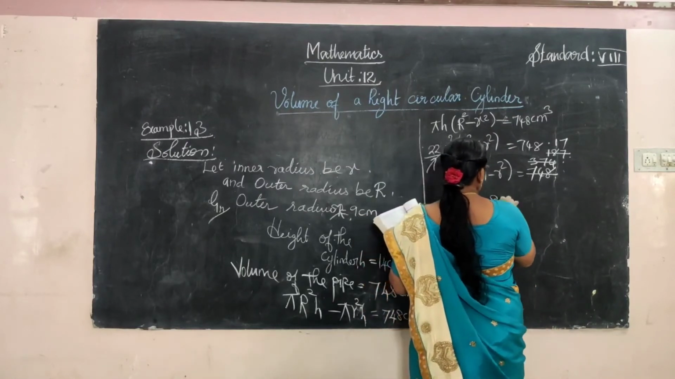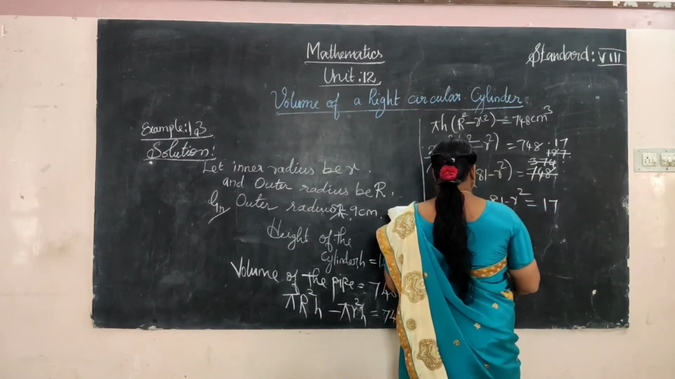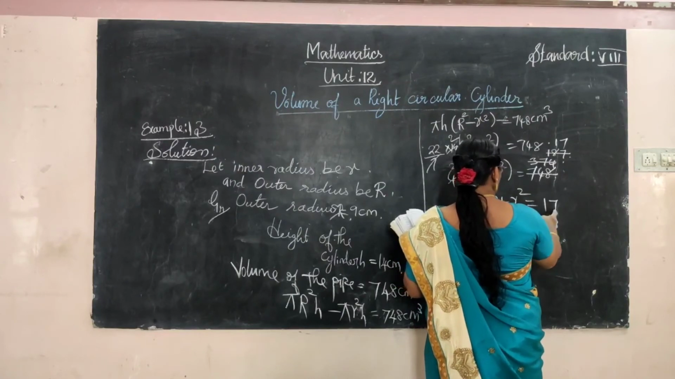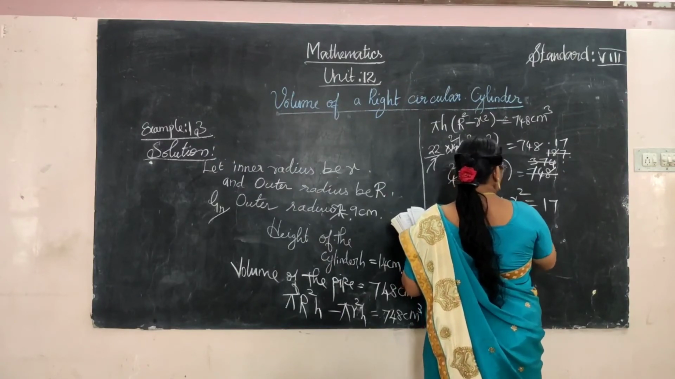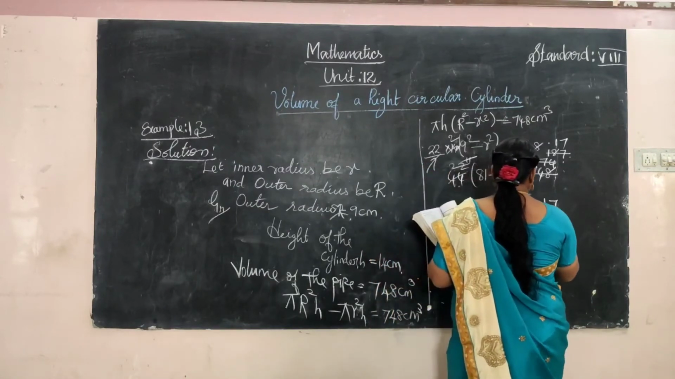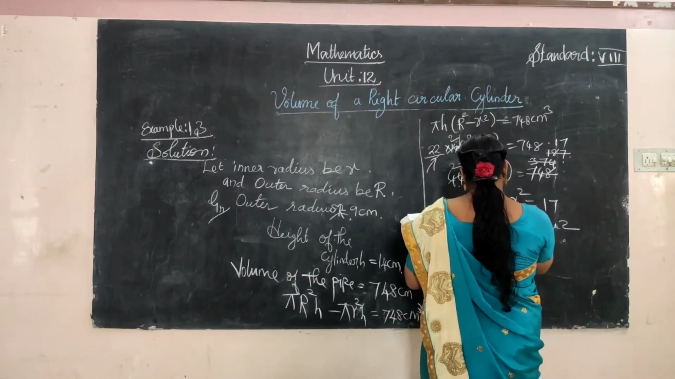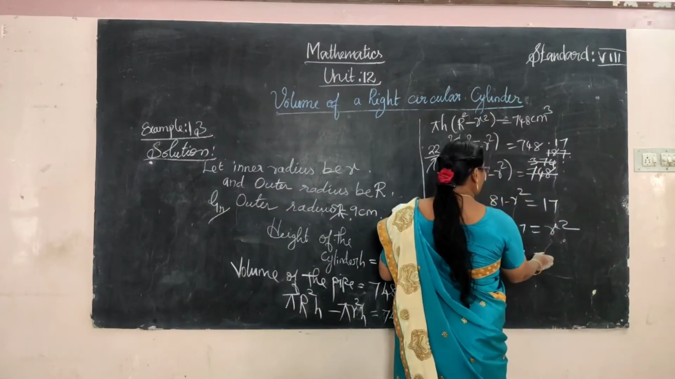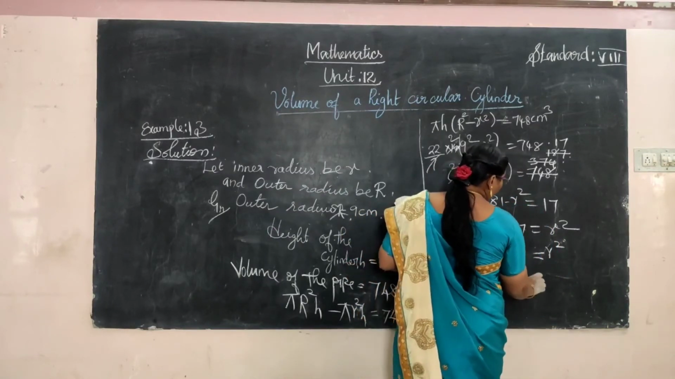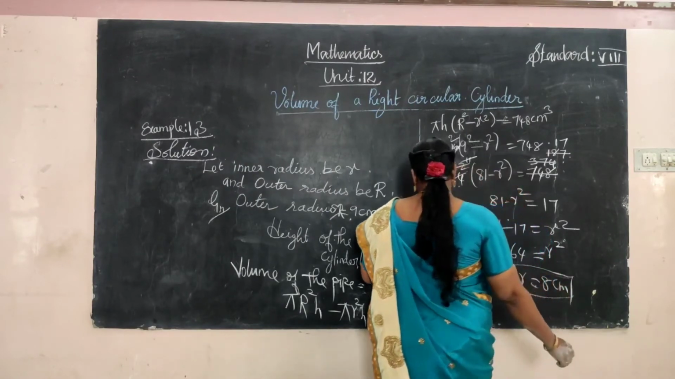Okay, so 81 minus r squared is equal to 17. So 81 stays here, minus 17 moves to that side, and minus r squared moves to this side as plus r squared. Subtract these values: 64. So r squared is equal to 64. We have to take the square root. So r is equal to 8 centimeters. So the inner radius is 8 centimeter.